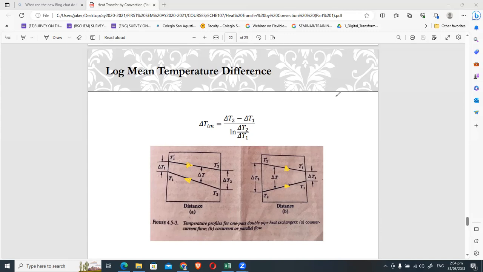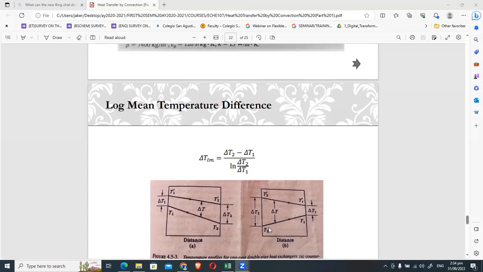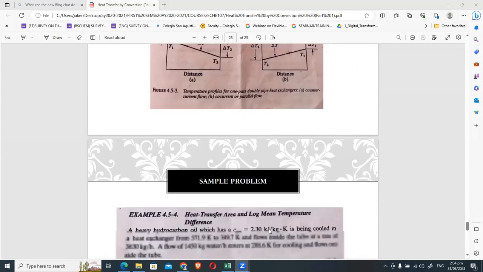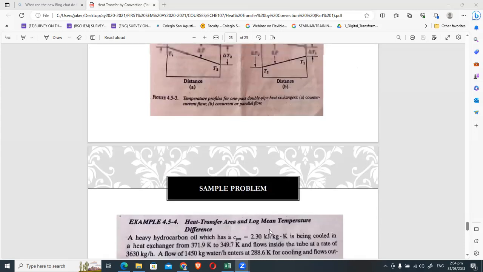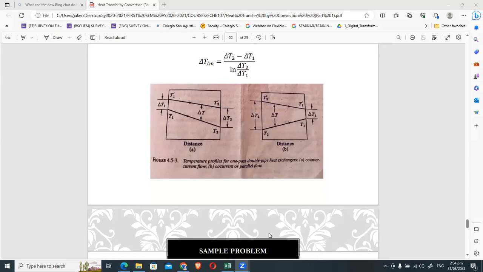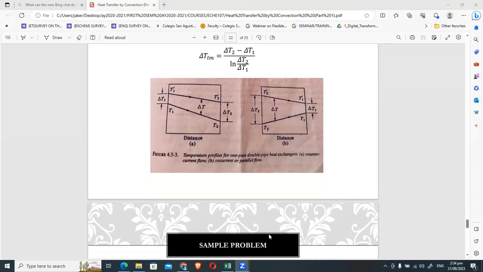Now, if you're asking where this delta T log mean is going to be used, it's going to be used in the formula for the Q. So instead of just using a pure delta T, you'll be using the delta T log mean. Q being now your delta T log mean, not just the delta T only.